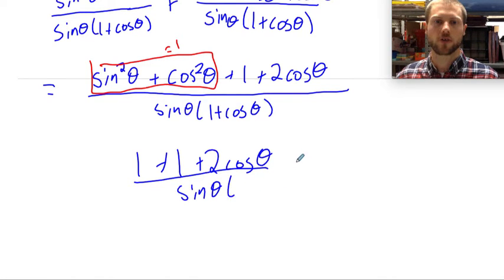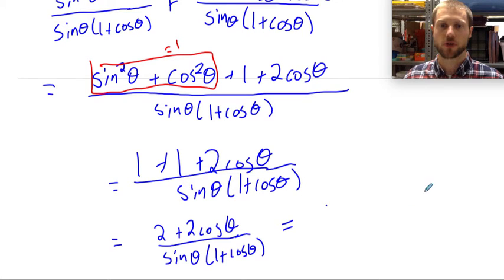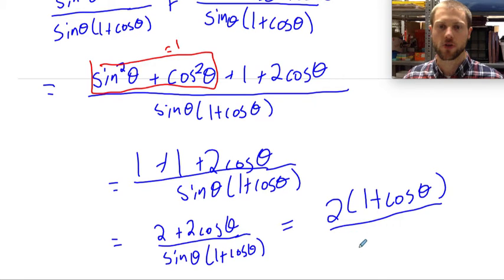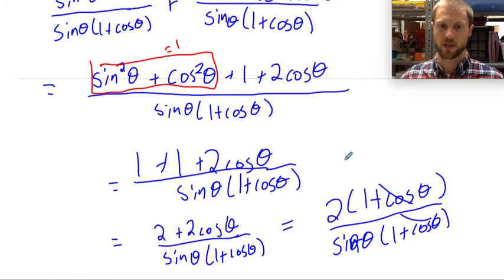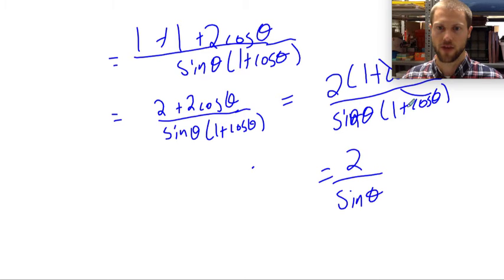Hey, this is looking good so far. I'm seeing into the future, and I'm excited. I have the sine of theta down here, and I see something with a 2. Let's see what I can do further. 1 plus 1 is 2, so this is 2 plus 2 cosine of theta over sine of theta times 1 plus cosine of theta. If I factor out the 2, this equals 2 times 1 plus cosine of theta over sine of theta times 1 plus cosine of theta. The 1 plus cosine of theta cancels, and finally this does in fact equal 2 over sine of theta, and I have done it.